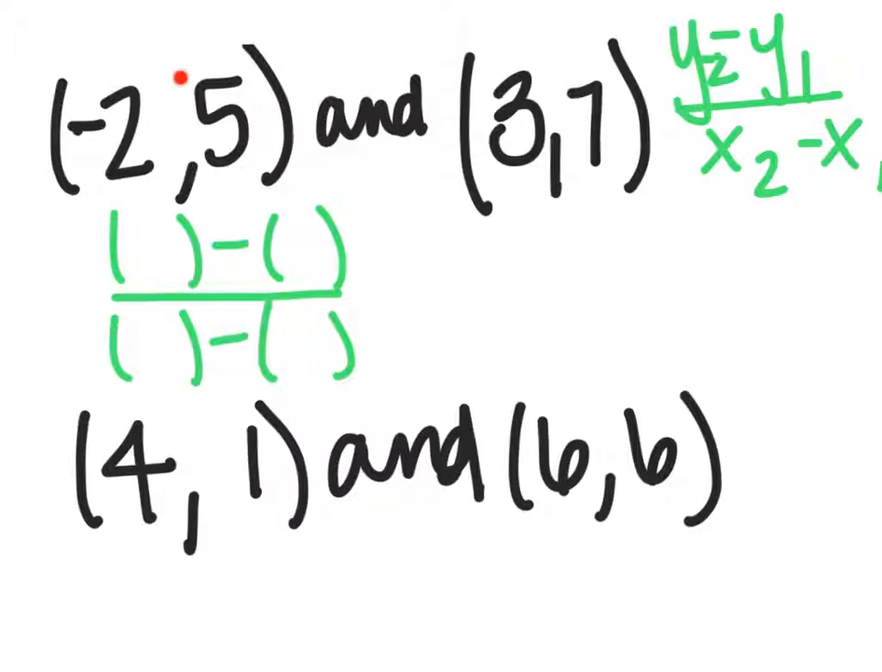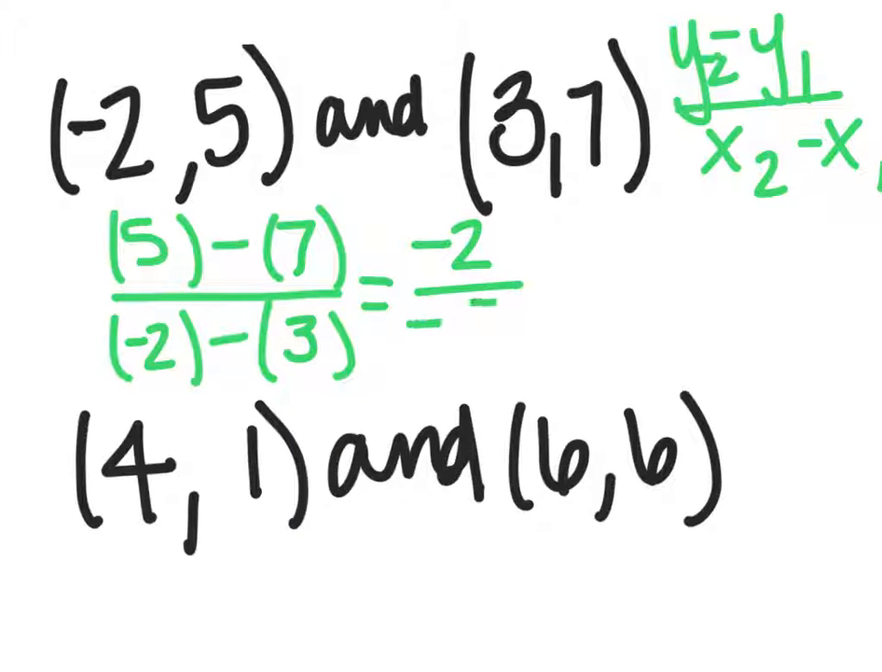Remember, my y's go on top, which are 5 and 7. Put 5 and 7 on top, and then on the bottom in my denominator I put my x's, which are -2 and 3. So on the top I have 5 minus 7, which is -2. On the bottom I have -2 minus 3, which is -5. And -2 divided by -5 is +2 over 5.